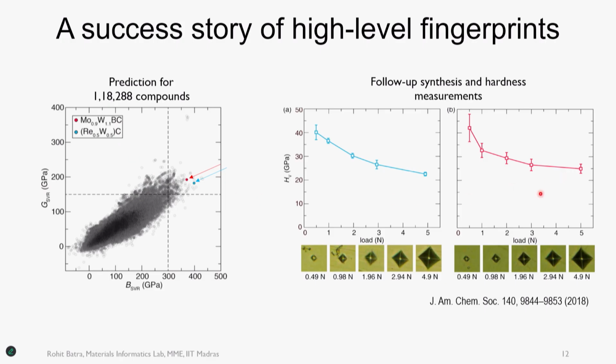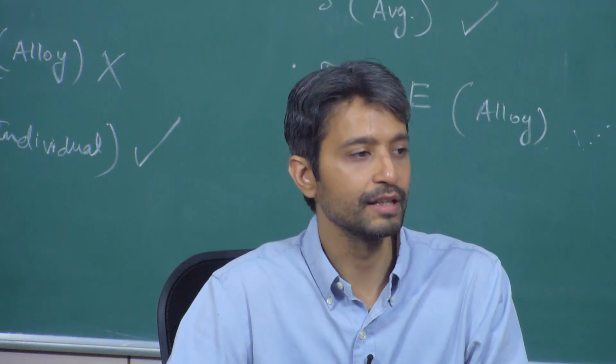So see how people are being creative, right? They don't have access to experimental data. They use DFT data, but from DFT data they were able to screen materials, and for those they were able to do experiments. So the information flow can happen in any way.